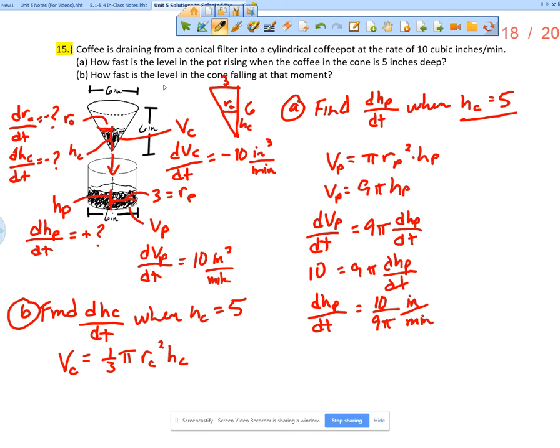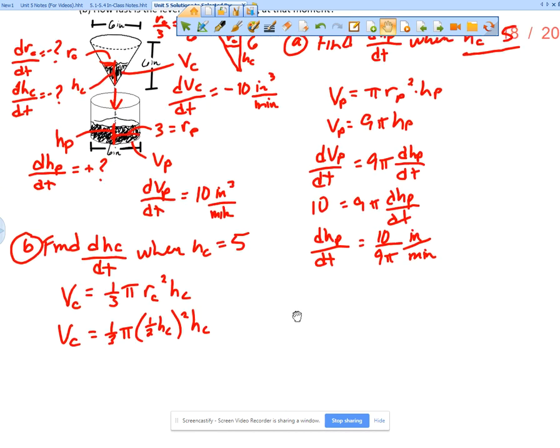We can say that R sub C is to 3 as H sub C is to 6, right? And so if I want to substitute R sub C, that just means that R sub C is equal to, if I multiply by 3, half of H sub C. So I'm going to go to my equation. V sub C is equal to 1/3 pi, and then instead of R sub C, I'm going to write half of H sub C quantity squared and then H sub C. All right, so now I'm going to simplify this, and then I'm ready to take the derivative.